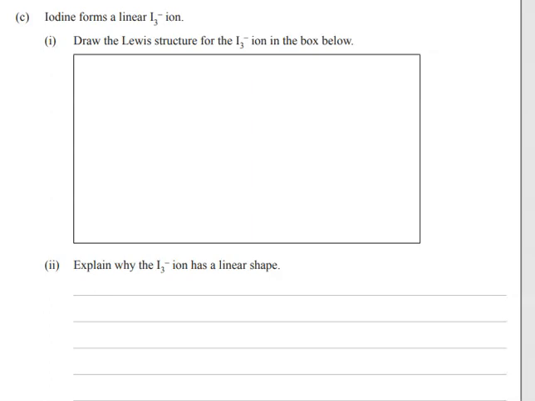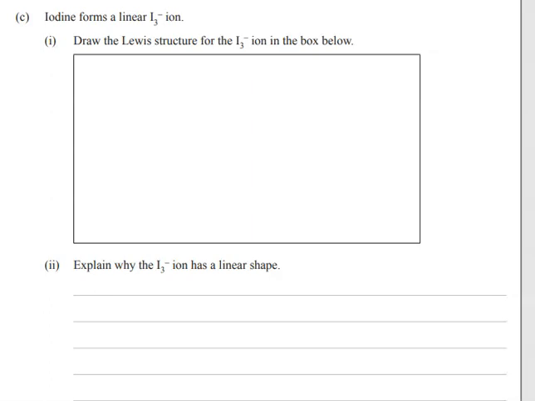So starting with the Lewis diagram, we've got an I3 minus ion. So we need to figure out, first step, how many valence electrons there are available in our molecule. We have 3 iodines with 7 valence electrons in each, so that would be 21. And then we have an extra negative charge, so that's going to give us 22 valence electrons in total.